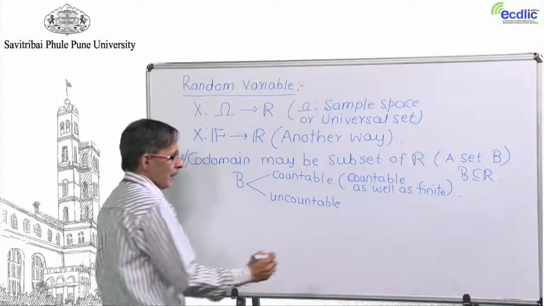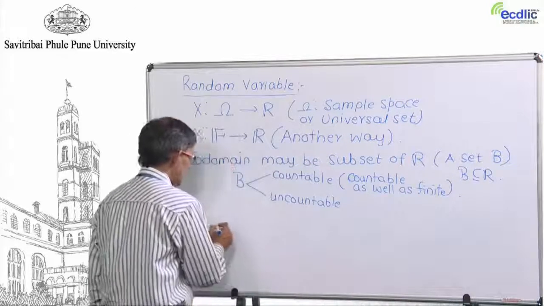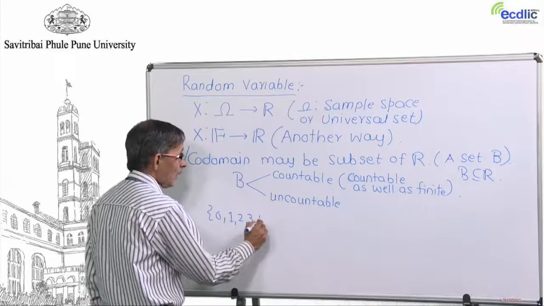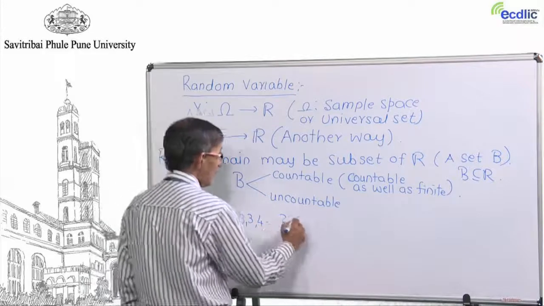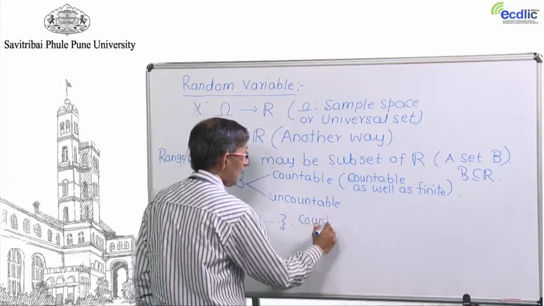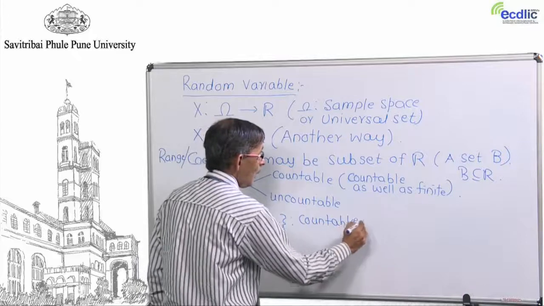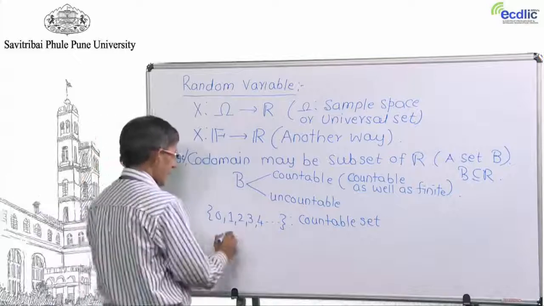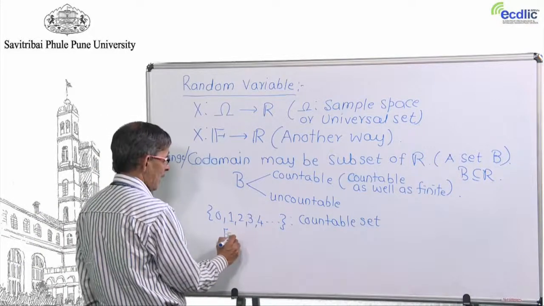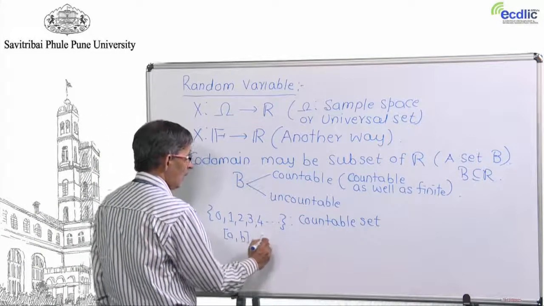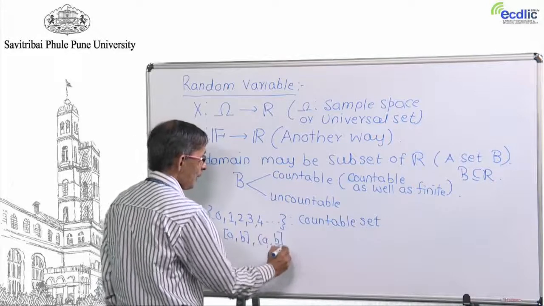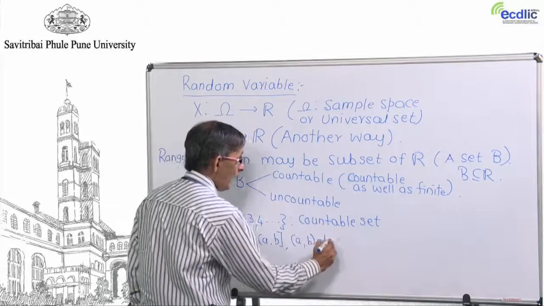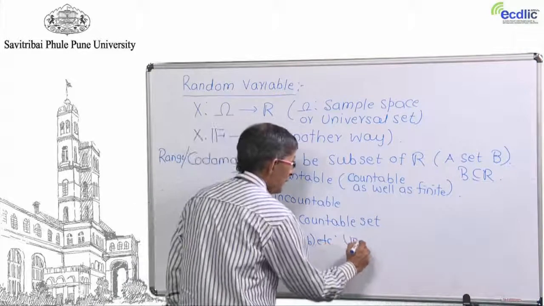Okay. Countable means something like this type of sets. This is typically called a countable set. And sets of the type A to B, open A, close B, open A, open B, etc. These are uncountable sets.